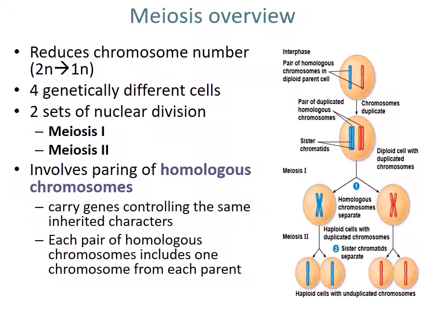So let's talk about what meiosis is. Again, it reduces the chromosome number from diploid to haploid. It produces 4 genetically different cells. There's 2 rounds of nuclear division to do this. We call those meiosis 1 and meiosis 2. And it involves pairing of homologous chromosomes. And remember, homologous chromosomes are chromosomes that carry genes that control the same inherited characteristics. And each pair of homologs includes 1 chromosome that came from each parent originally.